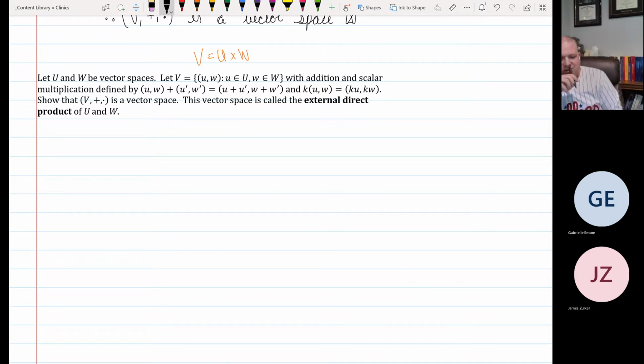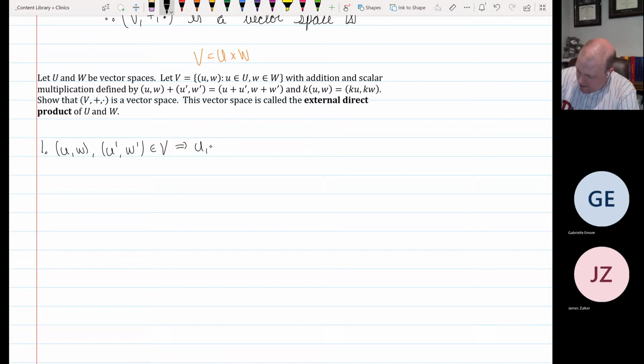The first thing we have to do is show that it is closed under addition. So we're going to say (u, w) is in V. I'm sorry, (u, w), and let's call it (u prime, w prime), are both in V. This means that u and u prime would be in U, right? w and w prime would be in W.